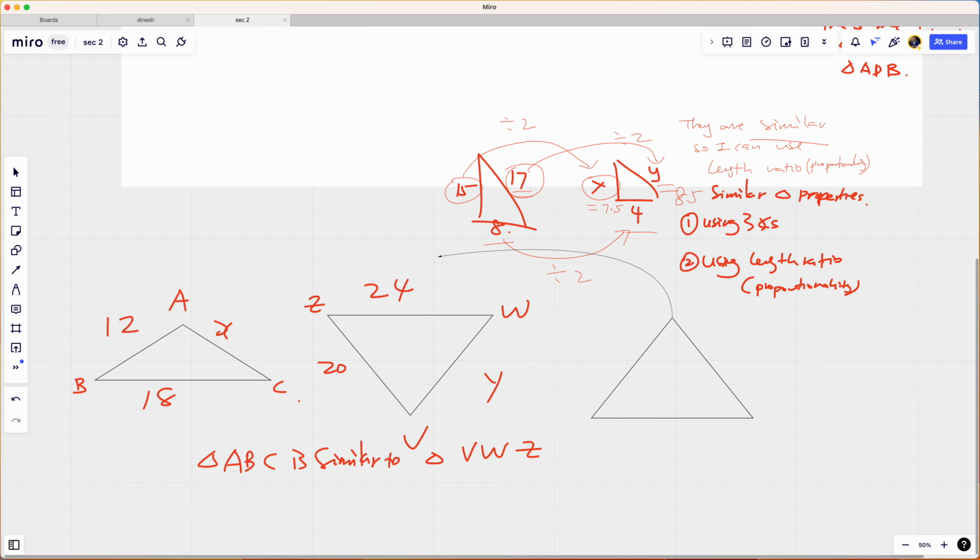Okay, so this point is your what? Once you rotate it, you need to label the point. This is your V, right? So the Z will be here, the W is here, and this ZW is 24, right? This ZV is 20, right? And this is your Y, right?